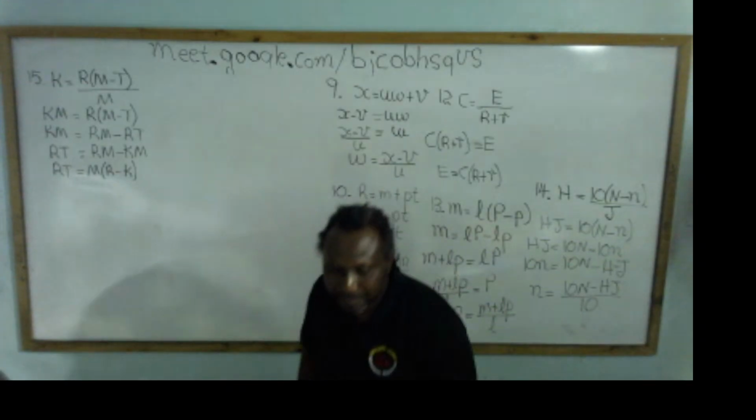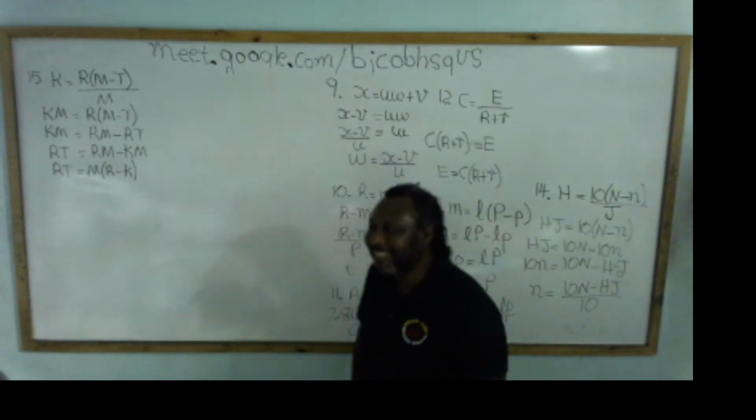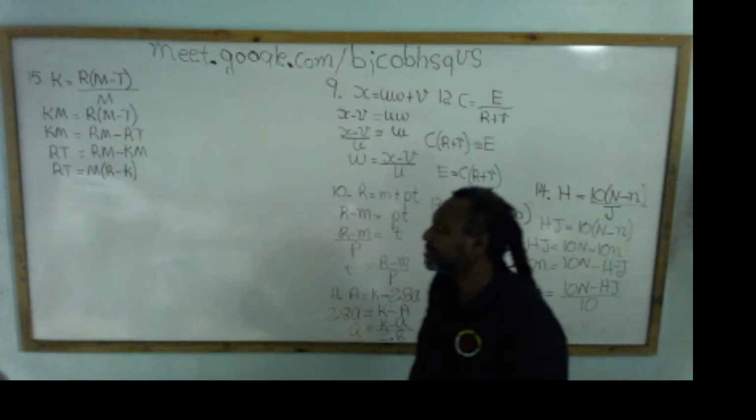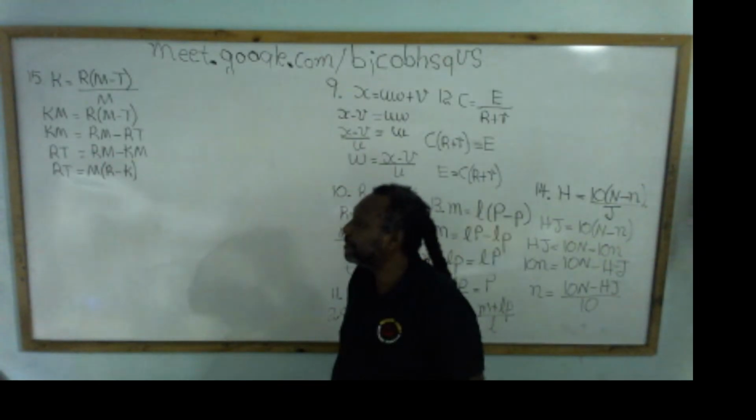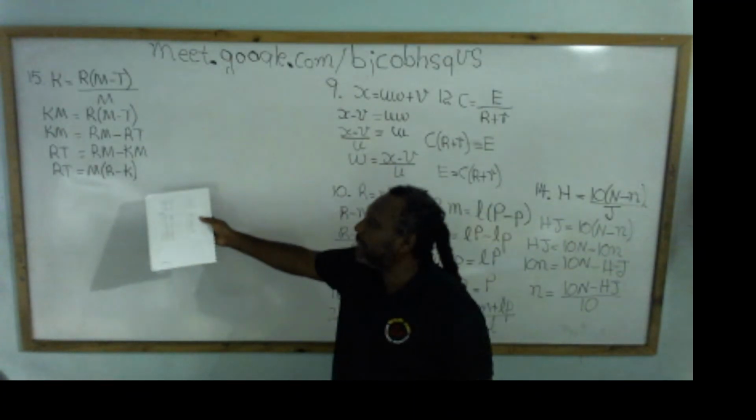All right. Let's continue. So we have RT is equal to m times (r minus k). All we need to do is eliminate that huge factor, and we are done.